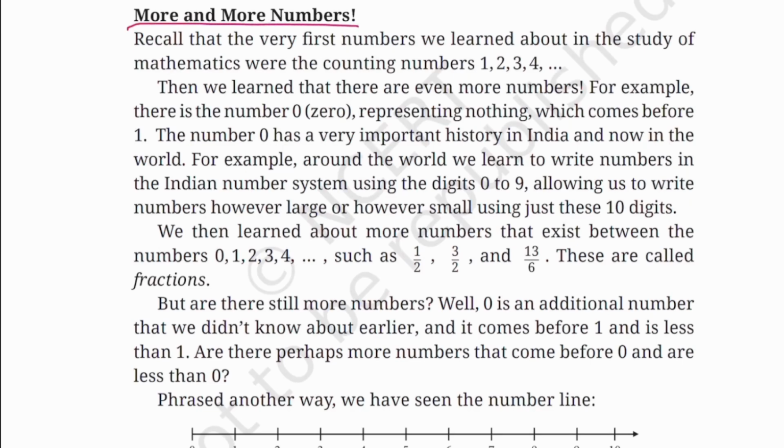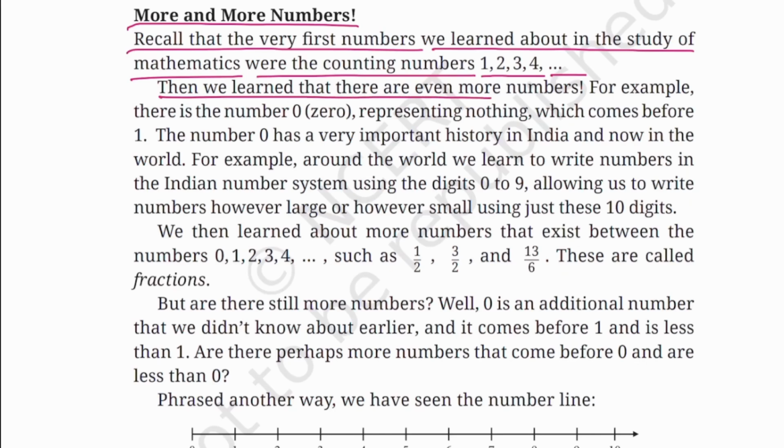More and more numbers. Recall that the very first numbers we learnt about in the study of mathematics were the counting numbers 1, 2, 3, 4 and so on. Then we learned that there are even more numbers. For example, there is the number 0 representing nothing, which comes before 1. The number 0 has a very important history in India and now in the world.